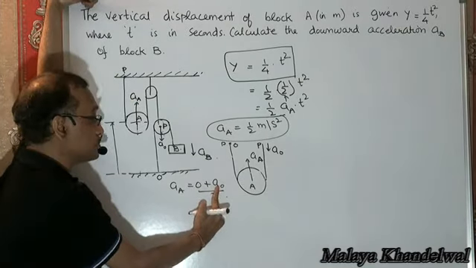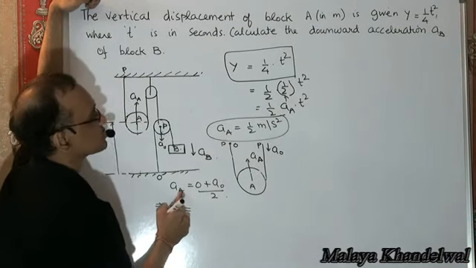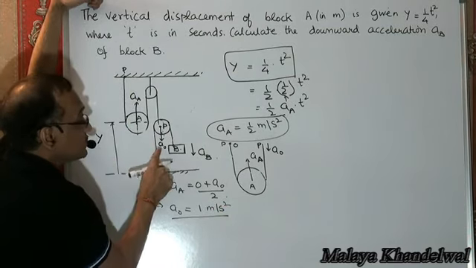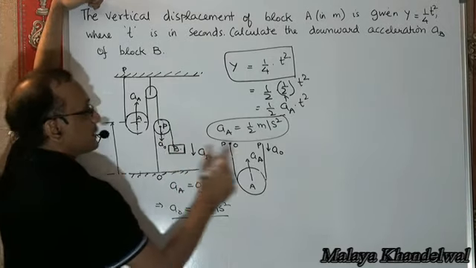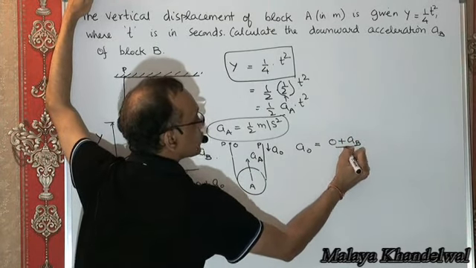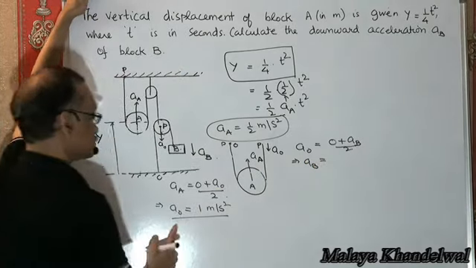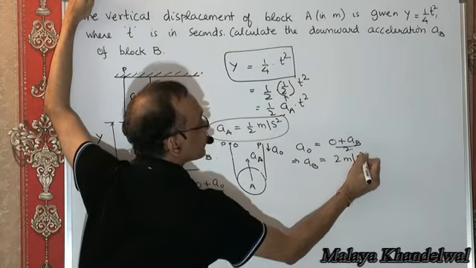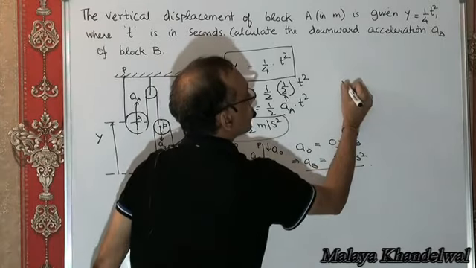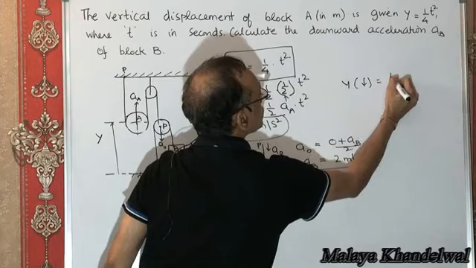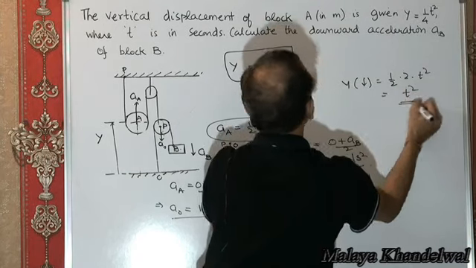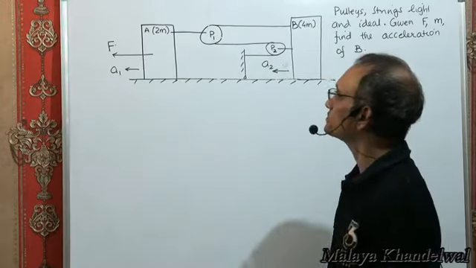So that gives me an opportunity to compute a naught. A naught is twice the acceleration of A, that means 1 meter per second squared, right? Now, if I know a naught, then I can compute a_B. Because a naught is 0 plus a_B by 2, a_B is twice a naught, which is 2 meters per second squared, right? So then, what's the downward displacement of B as a function of time? It is half of the acceleration of B, which is 2, into t squared. That makes it t squared.